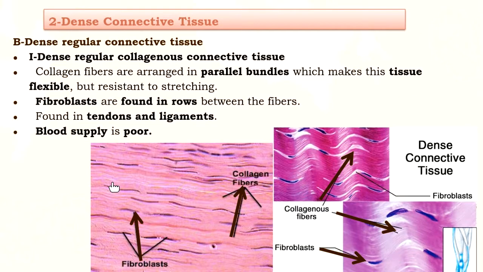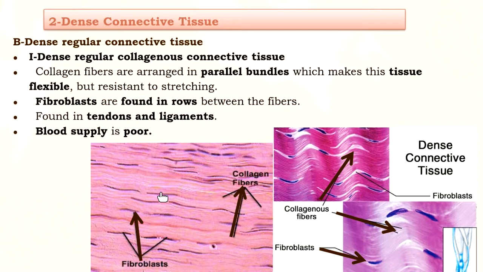As the names are on the basis of arrangement of collagen fiber, here the collagen fibers are arranged in parallel bundles, which make this tissue more flexible but resistant to stretching. Here, can you see in the first photomicrograph, they are the parallel bundles of collagen fibers, and the blue appearing are the fibroblasts. In the second picture, you can see clearly the dense arrangement of the collagen fiber bundles.